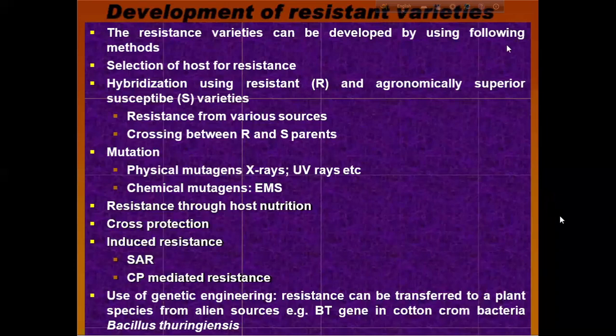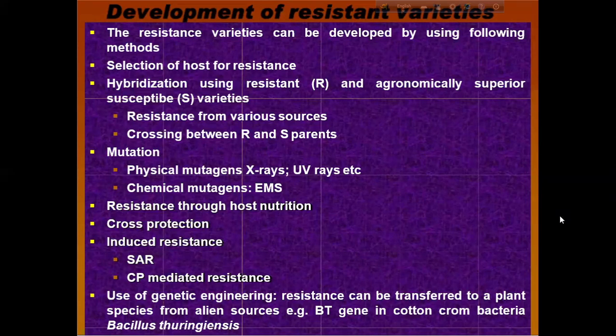Then how can we actually develop the resistant variety? Resistant variety to a specific pathogen, for example. There are a number of ways: traditional methods, advanced methods, molecular methods, you can see here. So we have to select a variety that is resistant.